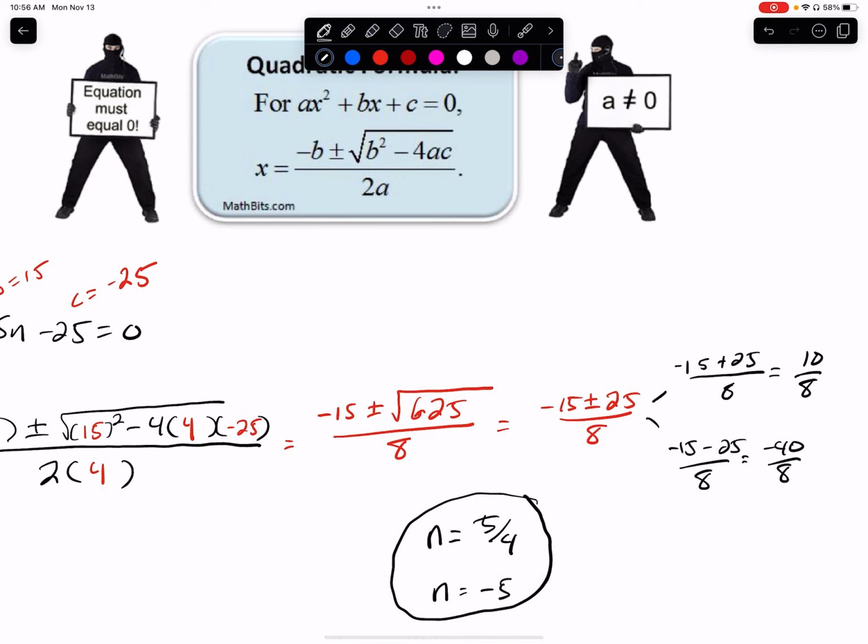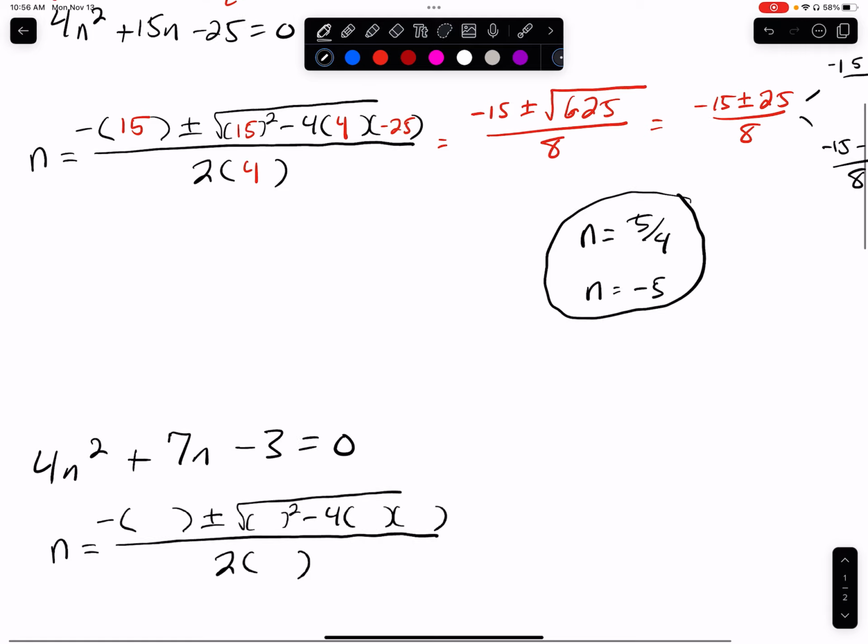So you can see that substituting into the formula here, we get two solutions to the quadratic, which are the roots. That happens if we have a rational answer. That means a number that can either be expressed as an integer over an integer, like 5/4, or just a regular number, like negative 5.